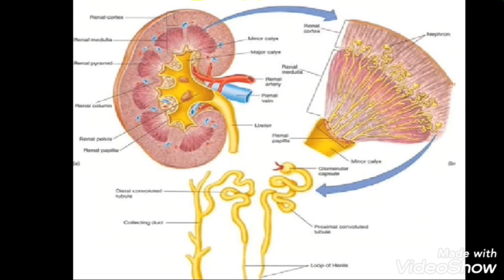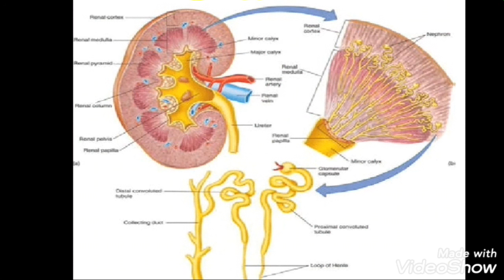Now we'll see about the structure of the nephron. Each kidney consists of more than 1 million nephrons. Nephrons are the structural and functional unit of the kidneys. Each nephron consists of a renal corpuscle and a renal tubule. The word renal is connected to the kidney. Already we saw renal pyramids, that means the medullary pyramids, which are connected to the kidney, so they are known as renal pyramids. Here, the renal corpuscle and the renal tubule, the words are related to the kidney. These are the parts of nephrons.